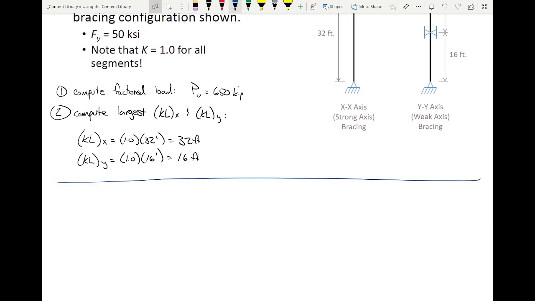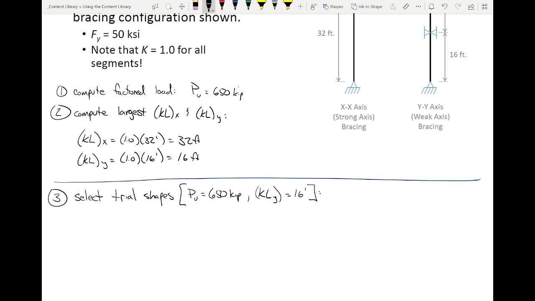All right, so now let's get into it. We need to select some trial shapes. We're going to select that based off of PU is 650 kips and KLY is 16 feet. So maybe I'll use brackets there. Same process as we did in our last example.